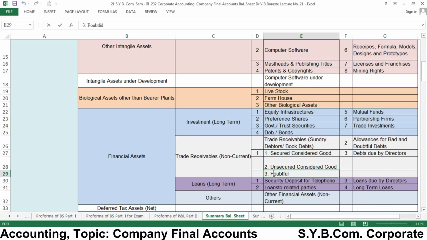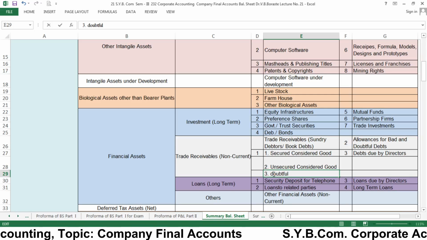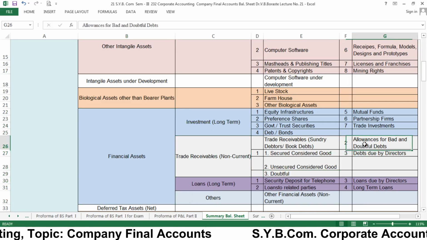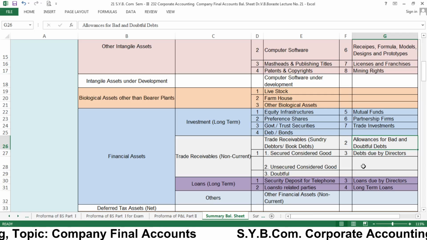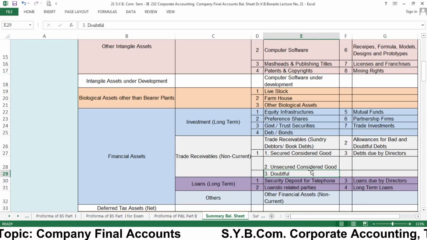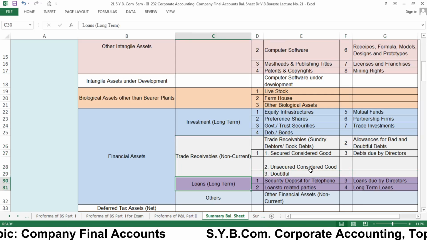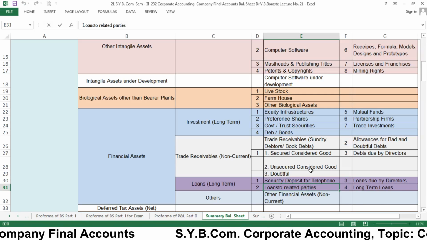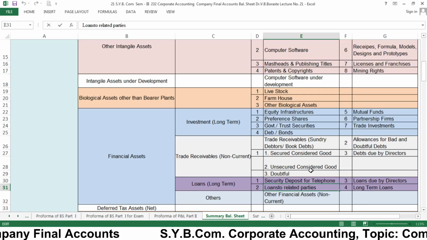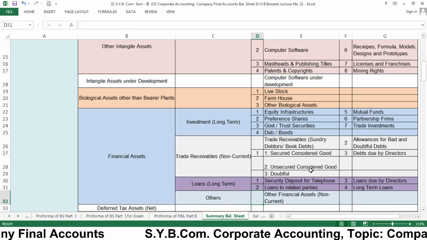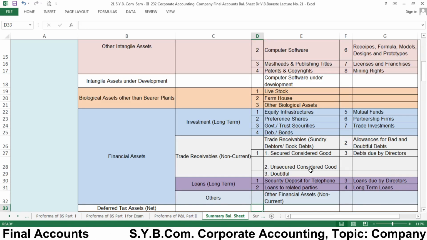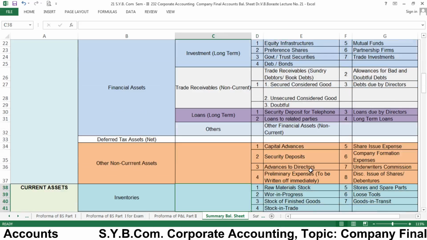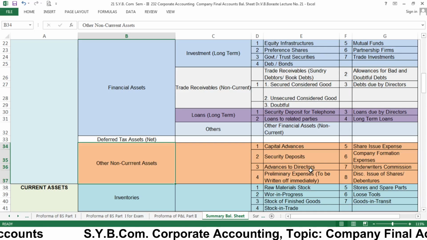If it is doubtful, at that time we have to consider it as per the financial assets: trade receivable, as well as allowances for bad and doubtful debts, and debts due by directors. Then long term loans, which may be security deposits for a telephone, loans to related parties, and loans due by directors. Other assets are there, other financial assets, or we can say non-current assets. After that, there are deferred tax assets which we have to mention here. And the last one is other non-current assets.